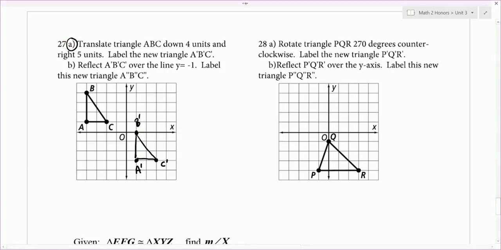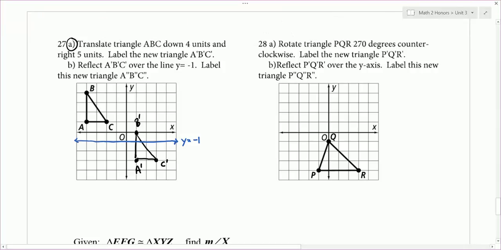Part A done. Part B, reflect that triangle over the line y equals -1. First of all, where's the line y equals -1? That's this line right here, the horizontal line. If you pick any point on this line and look at its coordinate, its y value is always going to be -1. All those points on that line are stuck at the height -1. That's why we say that's the line y equals -1. So we want to reflect this across that line.